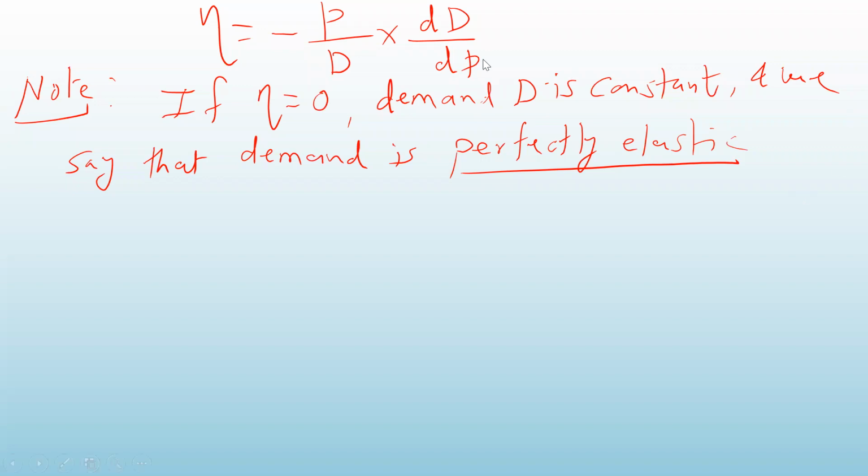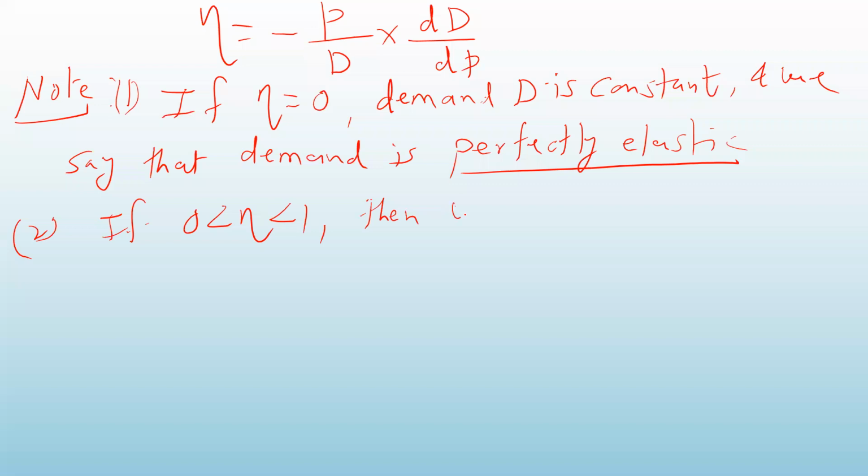That means the quantity which is demanded is not depending upon the price. Next one, if eta is bigger than 0 but less than 1, then we say that demand is inelastic.